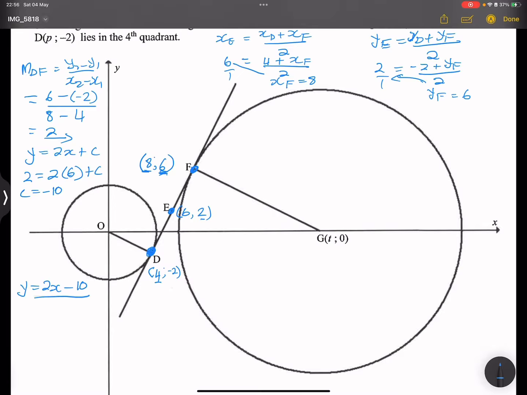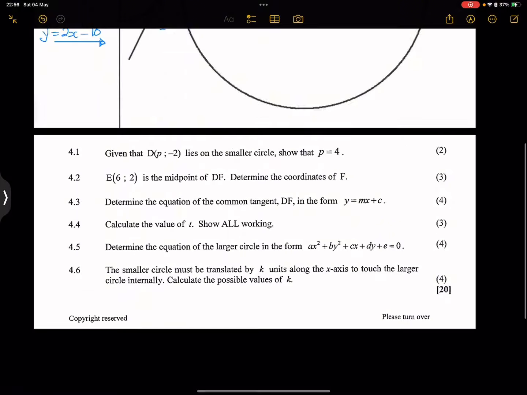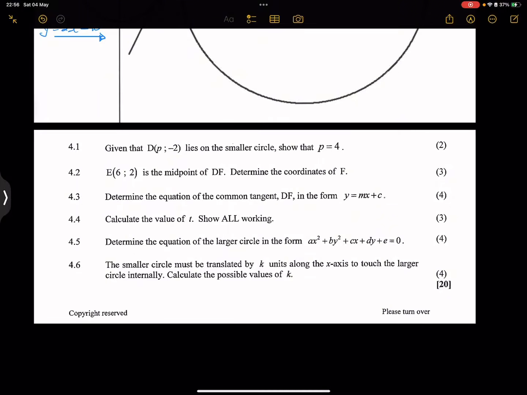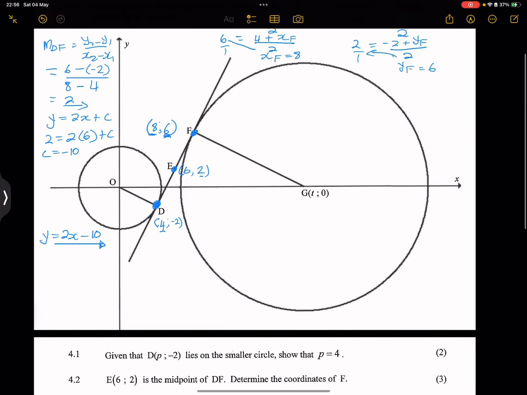All right, ladies and gents, I hope that makes sense. Apologies that I work on this diagram, but it's always much easier to work on the diagram so that we don't keep toggling up and down. Okay, so let's go to the next part of the question. So they say show that, calculate the values of t, show all working. So now we are looking for the coordinates of T.